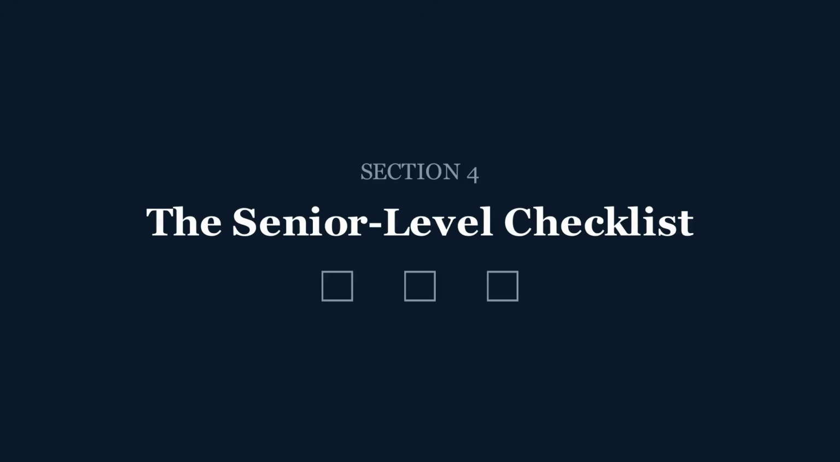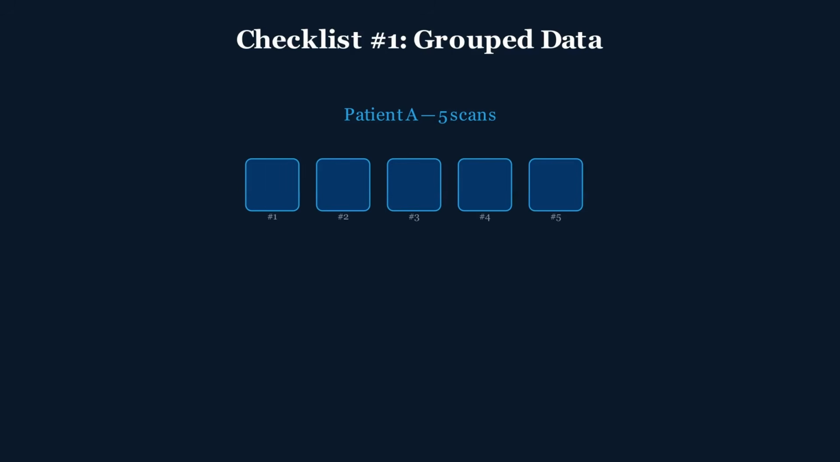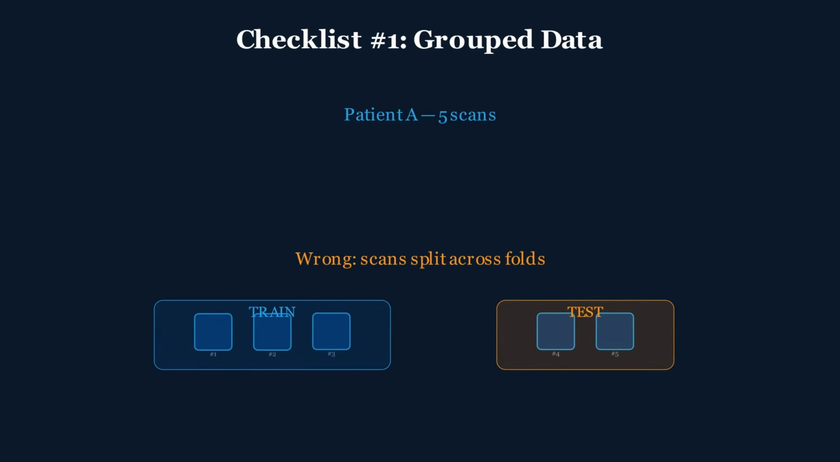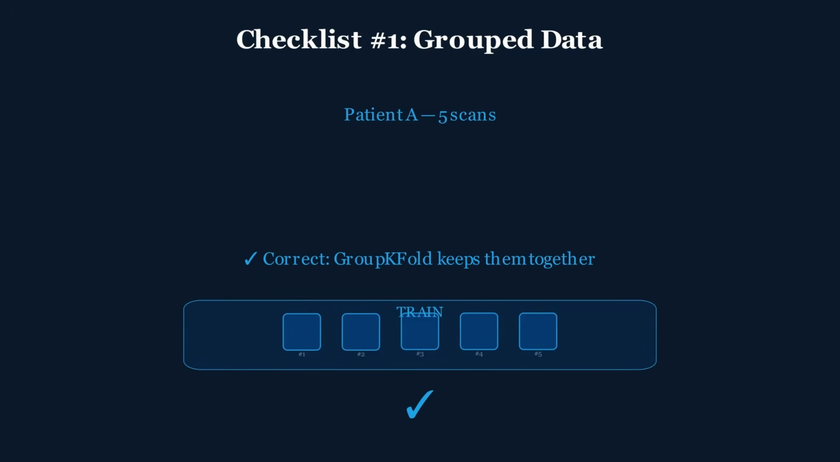Number 1. Grouped data. Ask yourself, are my rows truly independent? If you're working with medical images and you have 5 scans from the same patient, those rows are not independent. If some scans from patient A end up in training and others in validation, your model might just be recognizing that specific patient, not learning the actual pathology. The fix is GroupKFold. You pass in a group identifier, like the patient ID, and it guarantees that all rows belonging to the same group stay together in the same fold.